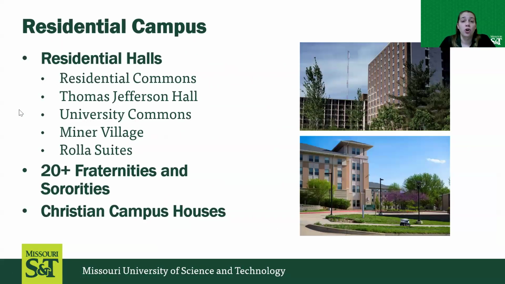In terms of what residential halls they have to select, the common freshman residential halls are going to be Residential Commons, which is suite style. Then there is Thomas Jefferson Hall, which is community style, where they share the bathroom with the floor. And then there's University Commons. It's actually apartment style, so it has a full kitchen. It does have a stove, a full refrigerator, a little living area, a little dining area. So very much like an apartment. Those are the three most common freshman halls.